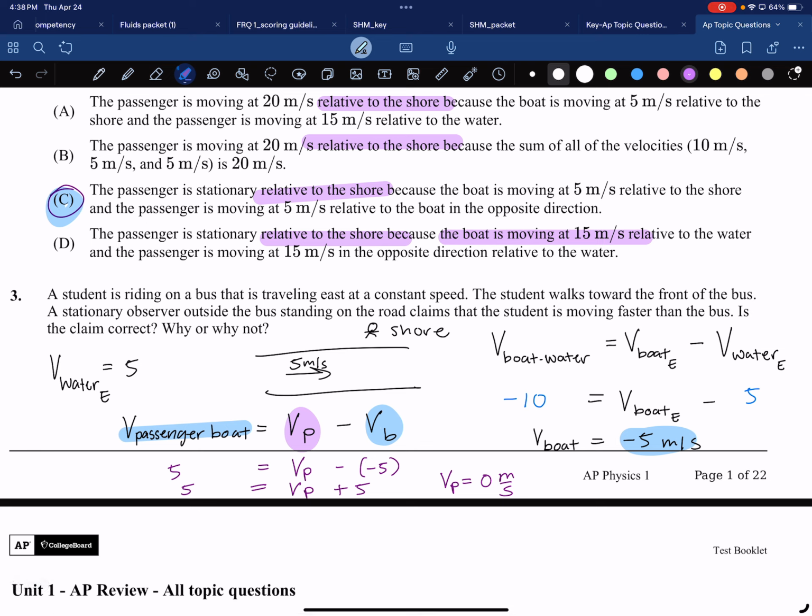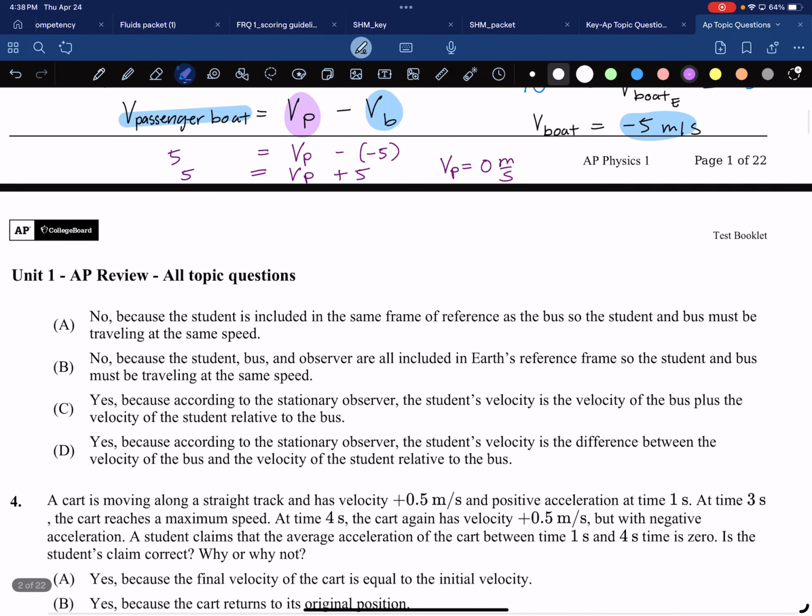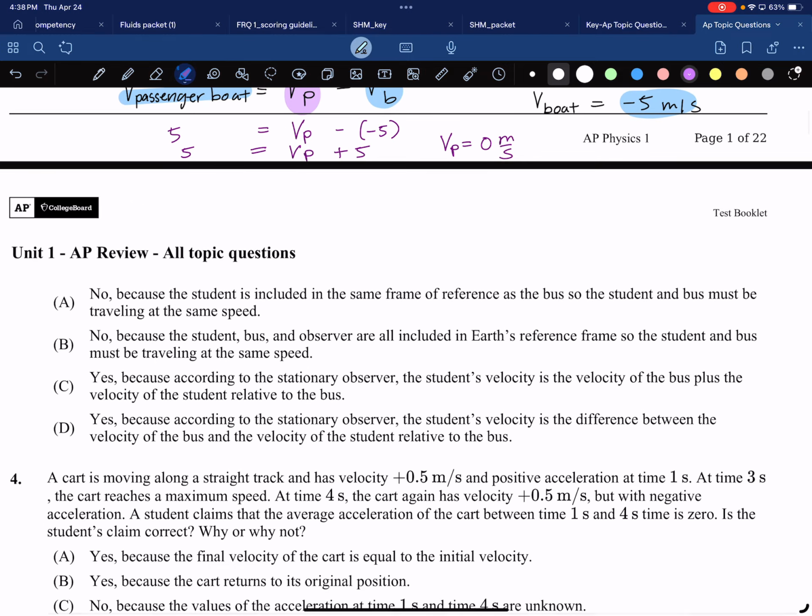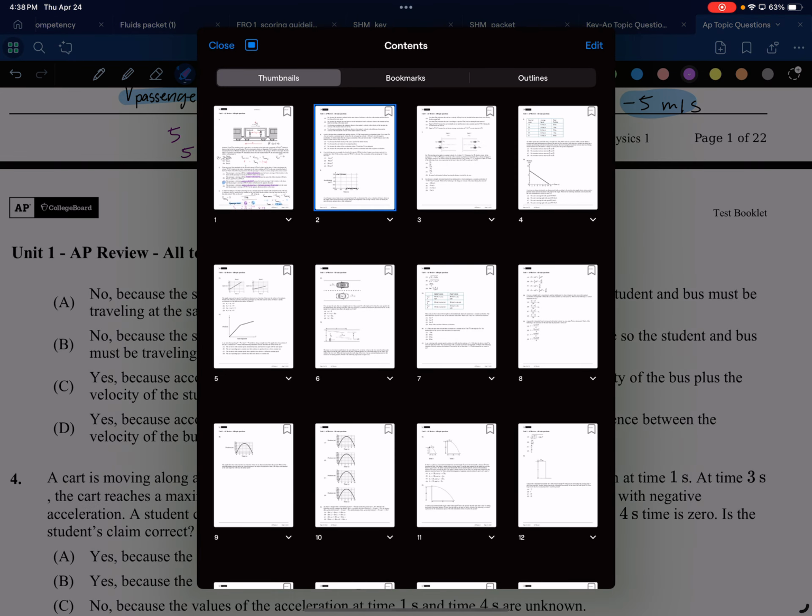Okay, I want to choose a question. Let's go to question 12. We got some graphs in. And then we're going to do question 19. 12, then 19.